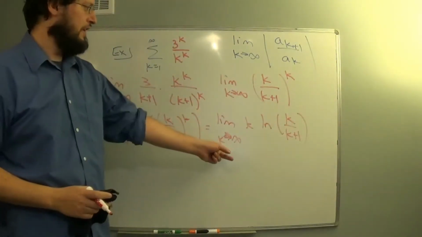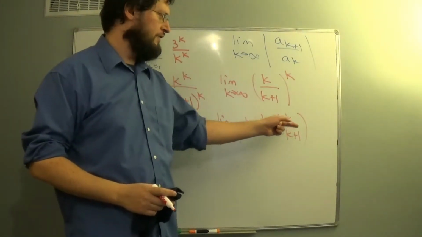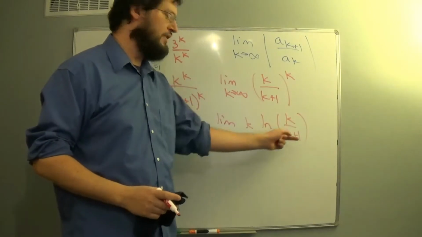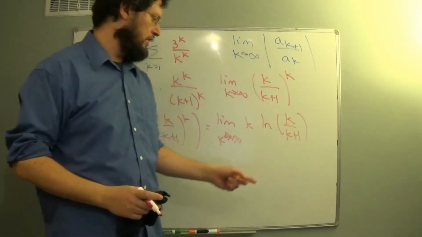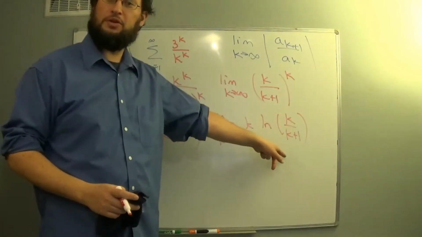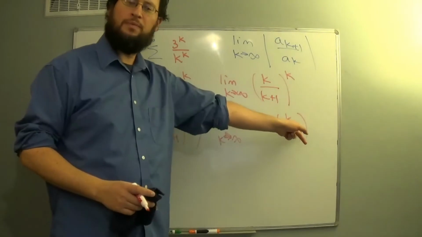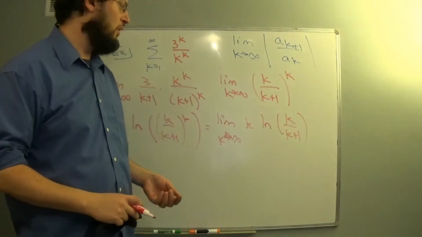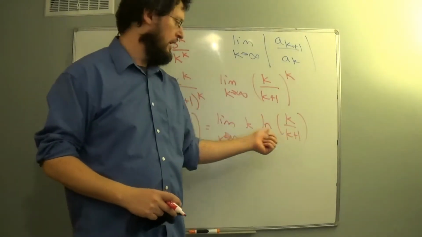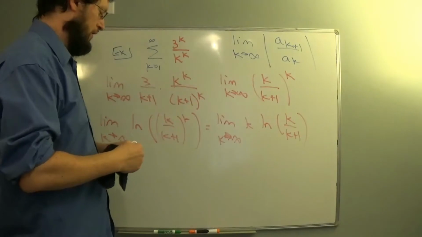Now when we plug infinity in, I get infinity, and this is ln of infinity over infinity. The limit of the inside is 1, because it's like k over k plus 1. In the end, that goes to 1. So this is infinity, and this is ln of 1. ln of 1 is 0, so I have infinity times 0. And we need to rewrite that and then use L'Hopital's rule.